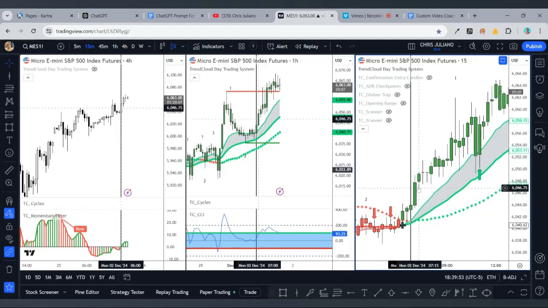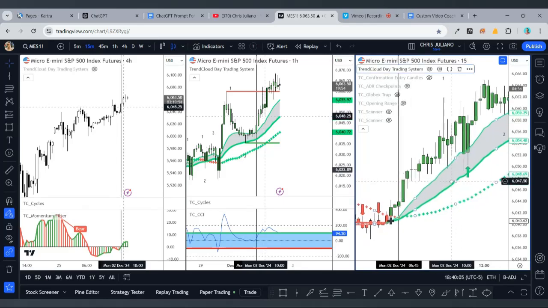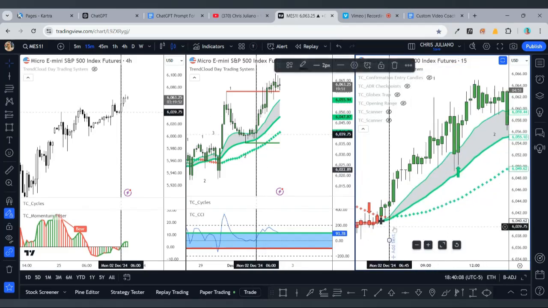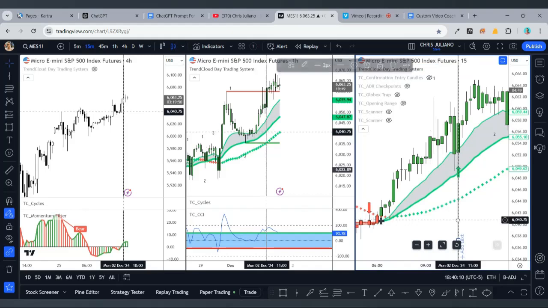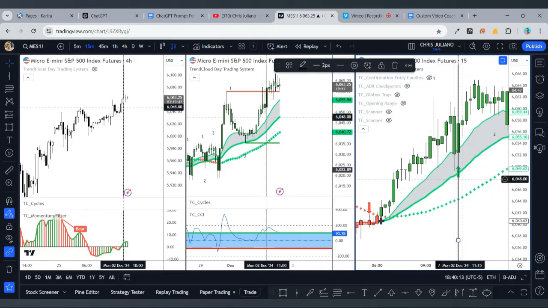Look at how strong this trend is. It doesn't pull back until right here. Okay, it actually touches the TrendCloud right here. Okay, but we don't get a signal until here. Line it up. This is what I want you to do. I want you to line up these TrendCloud signals with your trend, CCI, and your momentum filter. Okay? This is how you practice.